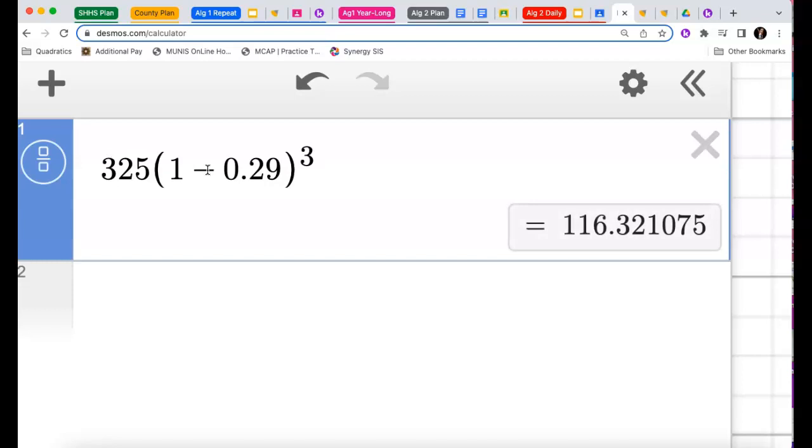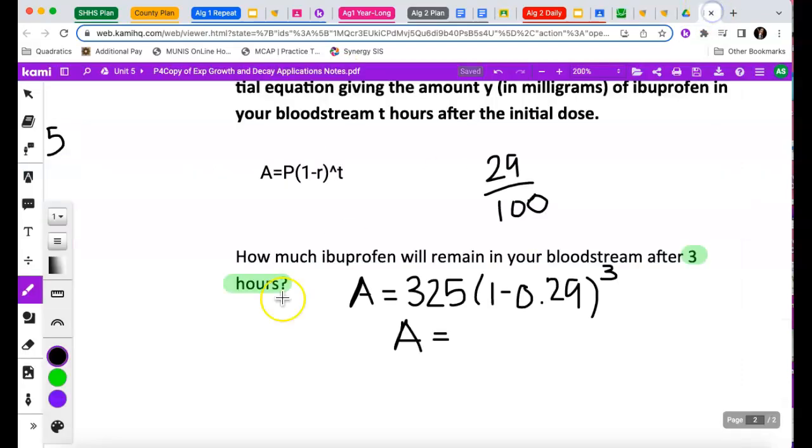So 325 times 1 minus 0.29 to the third power. So it looks like we have about 116. We're just going to round it to the nearest whole number. So approximately 116 milligrams of ibuprofen left in your bloodstream after 3 hours. And that should make sense because when you take medicine, the more hours that go on, the less medicine is going to be in your bloodstream. And then you're going to have to take more medicine once it all wears off.